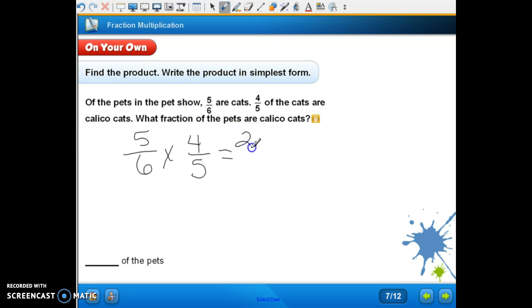5 times 4 is 20. 6 times 5 is 30. We can divide each of those by 10. So we would get 2/3. So 2/3 of the pets are calico.